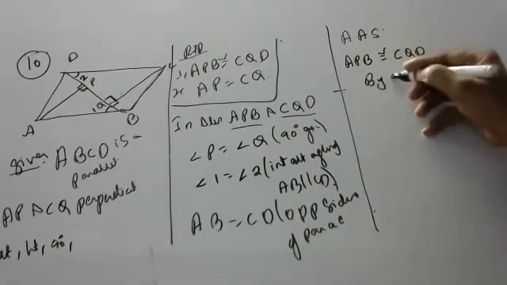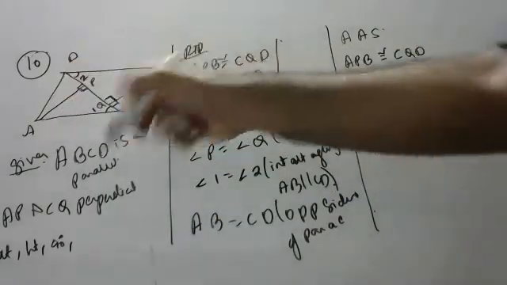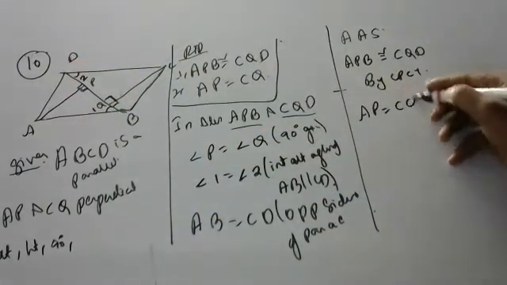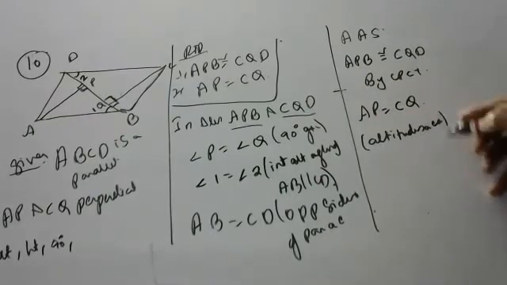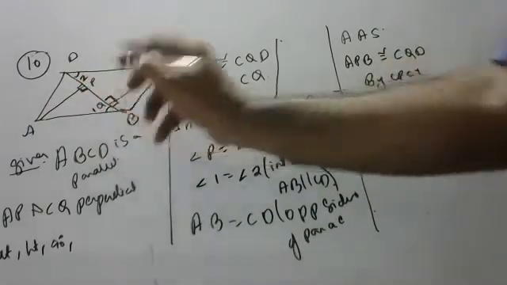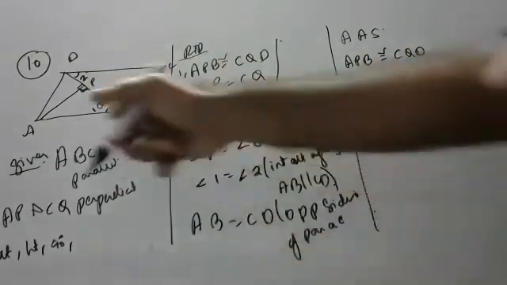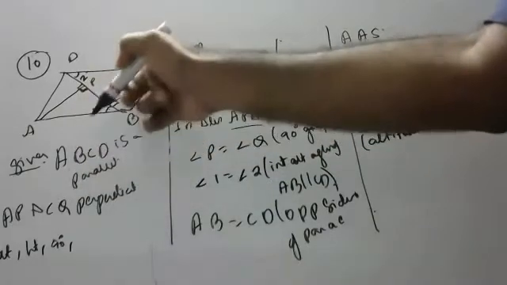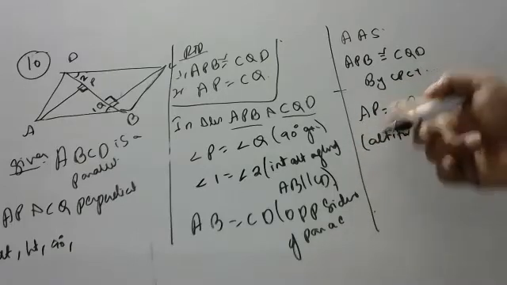Now, by CPCT, all sides and all angles are equal. Therefore, in the same way, AP will be equal to CQ. AP equal to CQ means altitudes are equal, heights are equal. 90 degrees means altitudes. So that's so simple. Those who did not understand, again I'm saying angle P is equal to angle Q, 90 degrees given. Angle 1 is equal to angle 2, alternate angles of AB parallel to CD. AB is equal to CD because in a parallelogram opposite sides are always equal. Okay, children, I hope you understood. Very, very easy sum that is. Even CPCT also very easy.